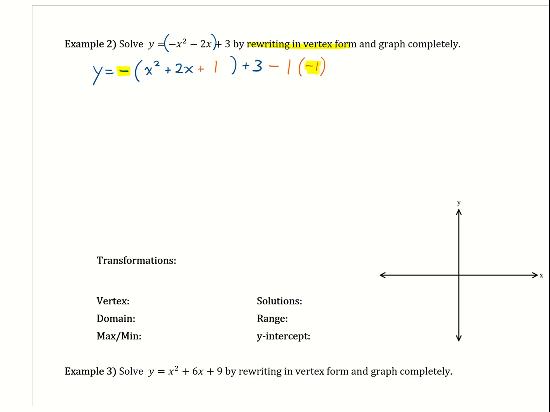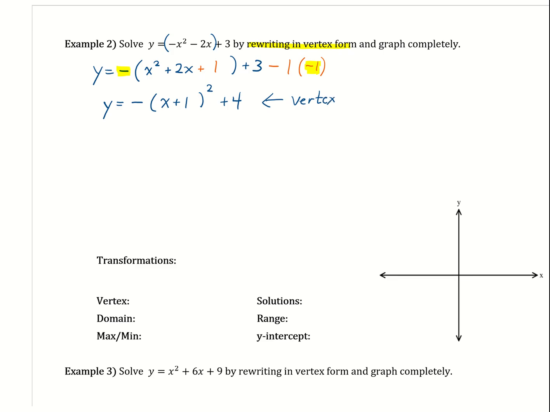Now we can factor. y equals negative, you have a binomial squared, which this time is x plus 1, and then 3 minus 1 times negative 1 becomes 3 plus 1, so positive 4. There is your vertex form.